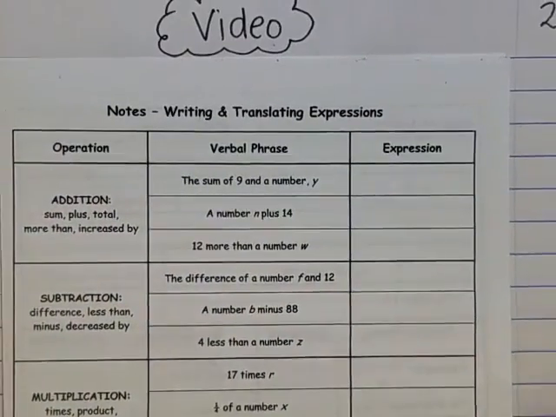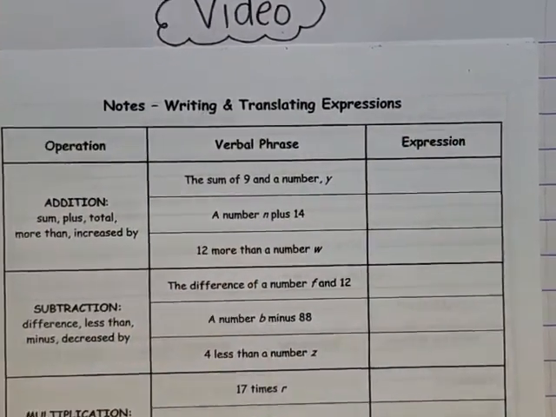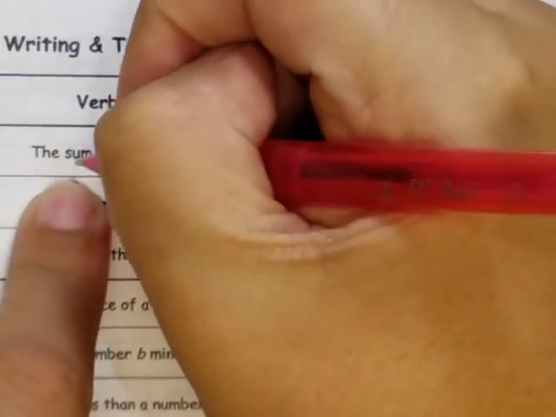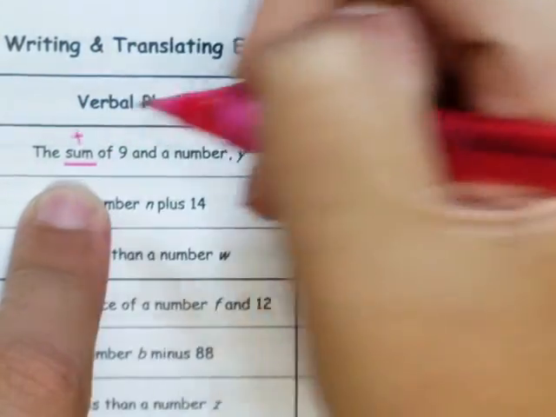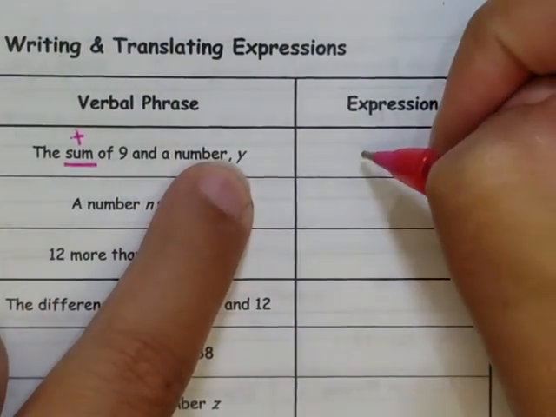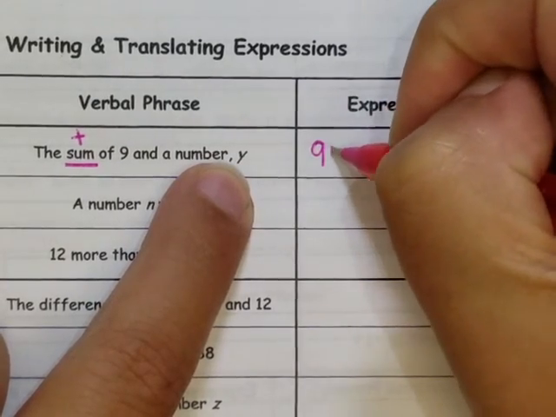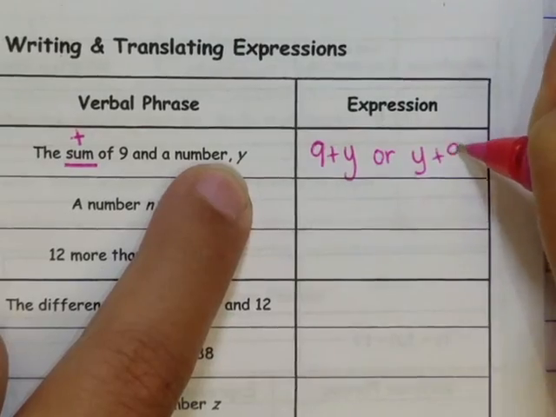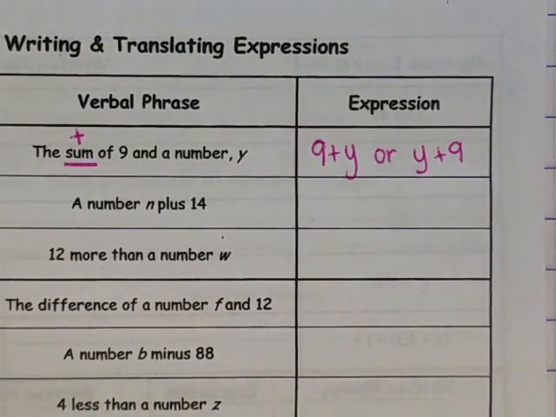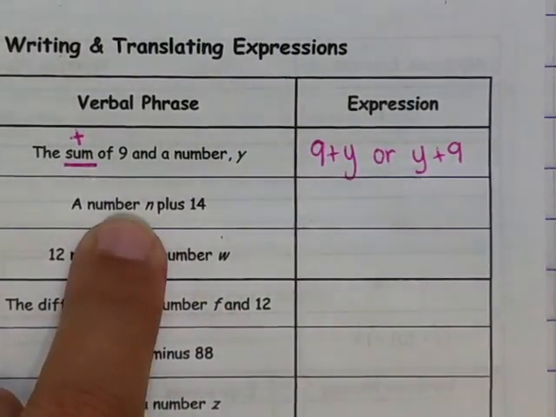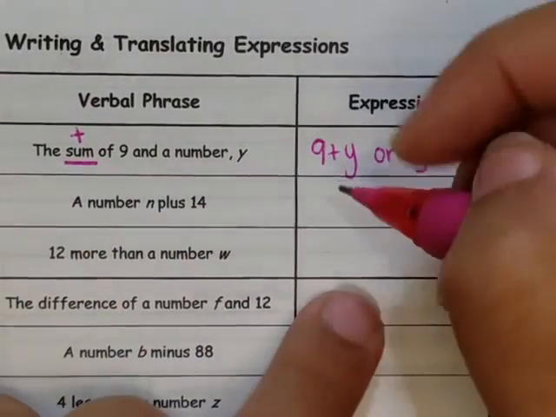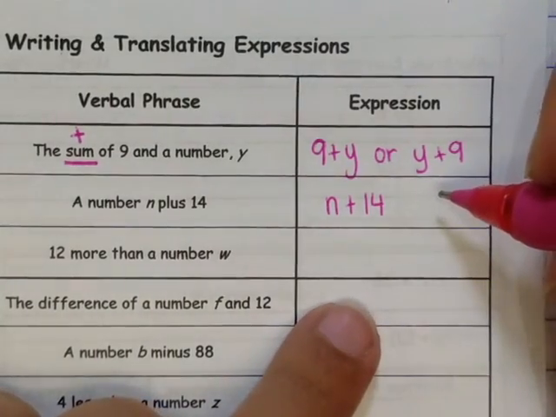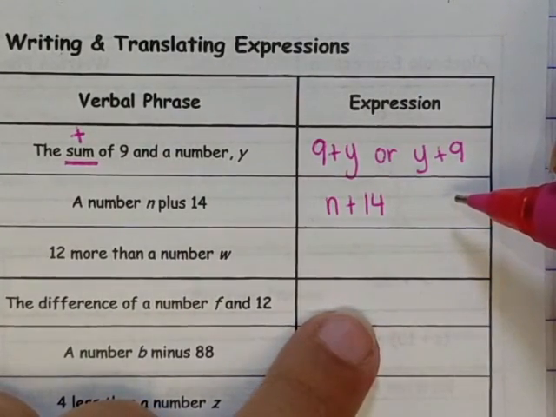So let's get started. Up here, I'm going to zoom in just a little bit. The sum of 9 and a number: we know that sum means we're going to be doing addition. So 9 and a number, we could say 9 plus y, or if you want, y plus 9. Remember, it has that commutative property, so both of those are answers. A number n plus 14: n plus 14, and again the commutative property allows us to write it as 14 plus n if we would like.